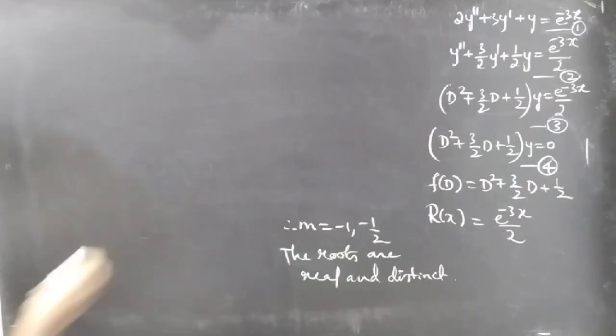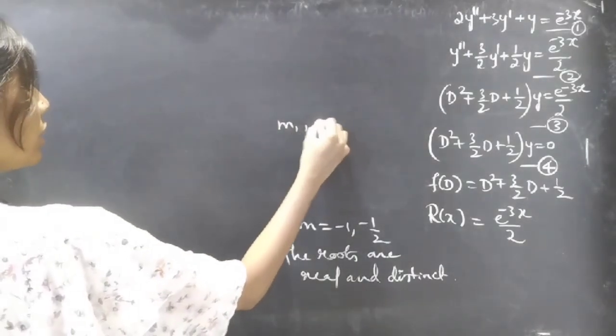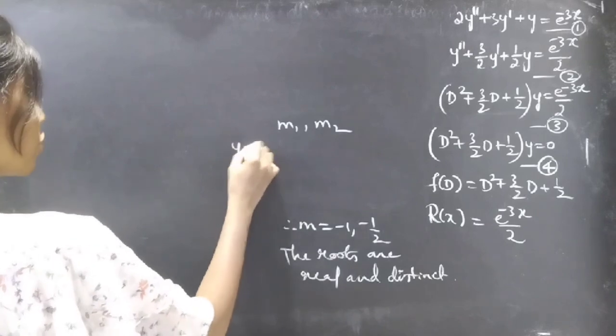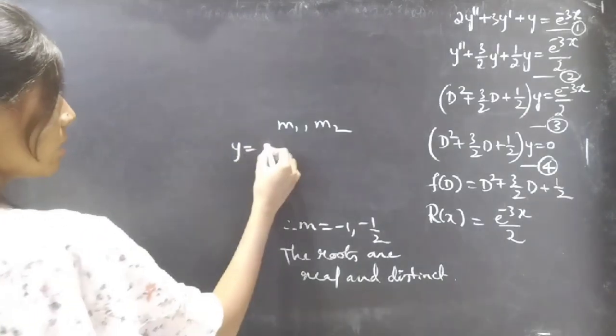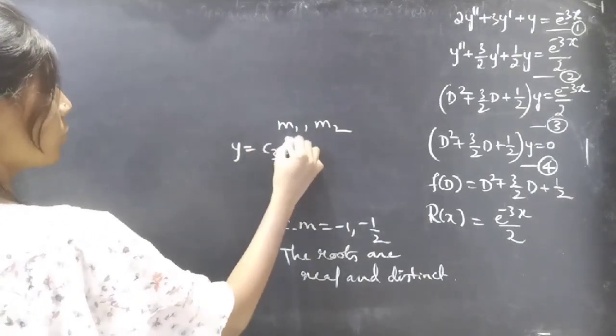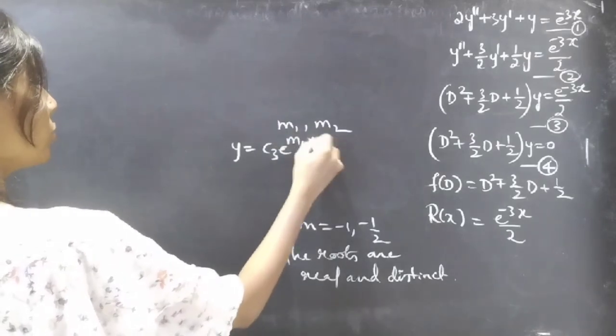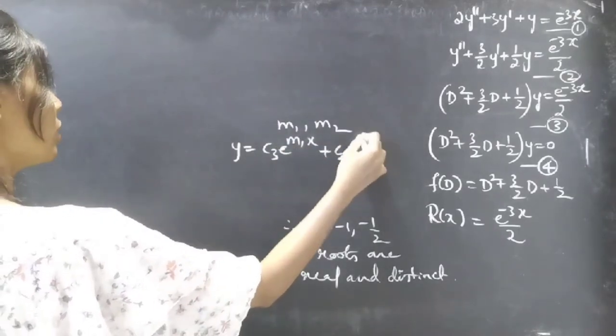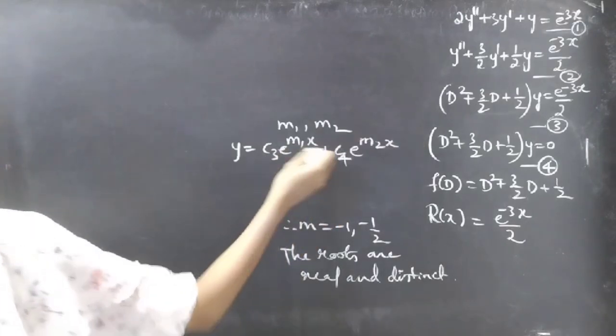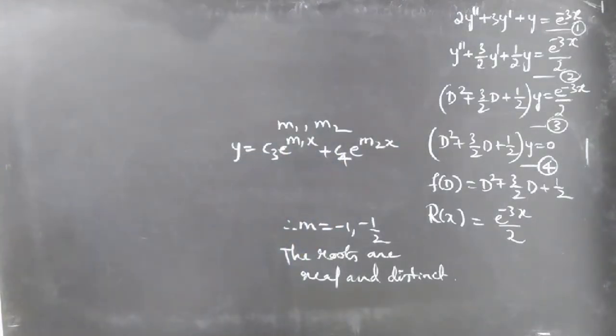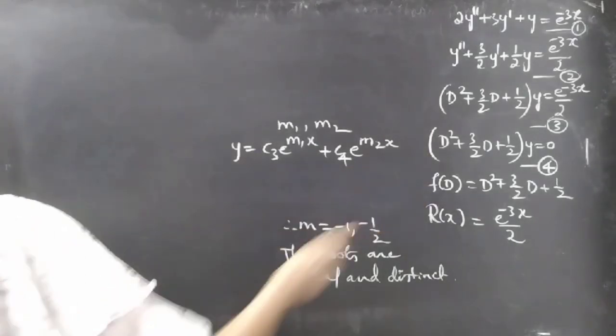We know that when two roots are real and distinct, say m1 and m2 are real and distinct roots, then the solution to the homogeneous equation looks like y equal to c3, some constant, into e power one root into x plus another constant into e power another root into x. Here I am taking c3, c4 instead of c1 and c2 because I want c1 and c2 to appear in the last general solution.